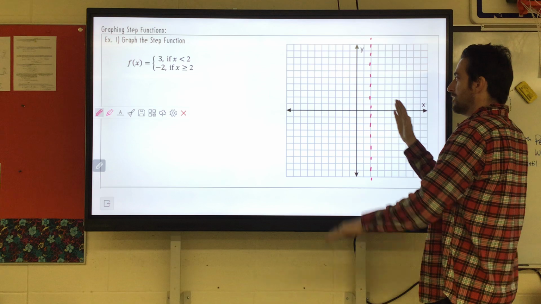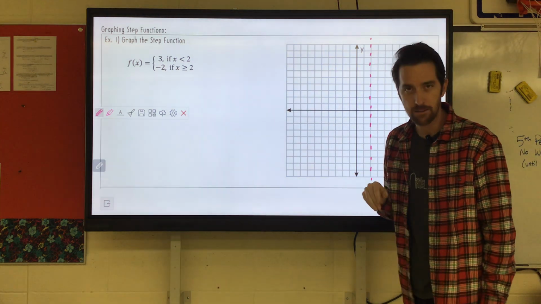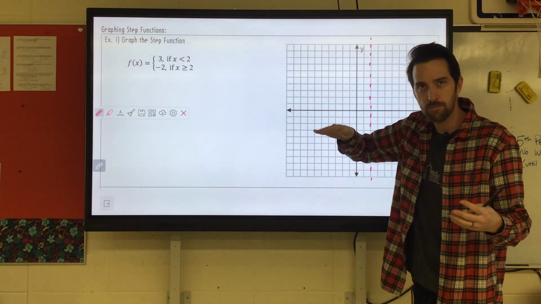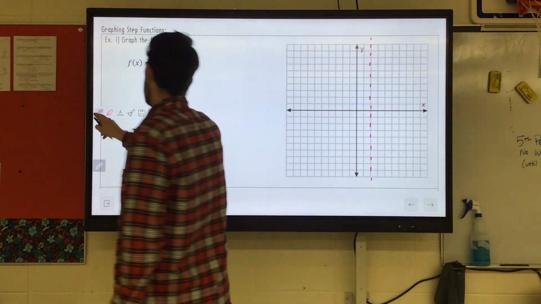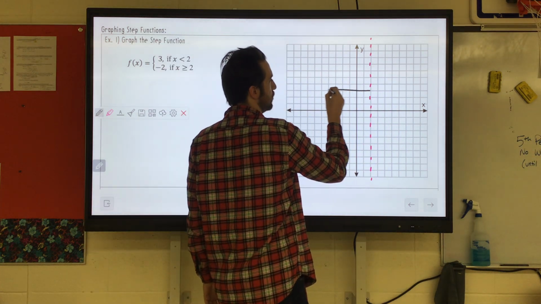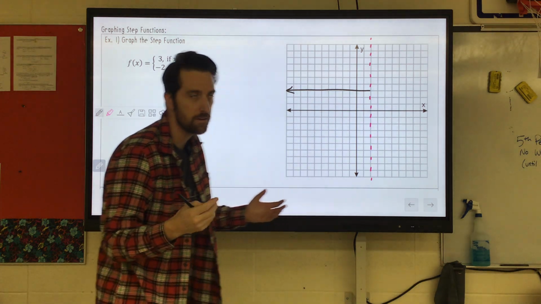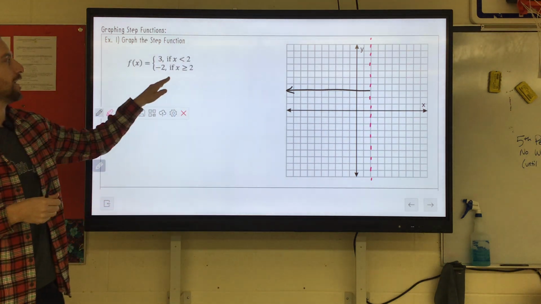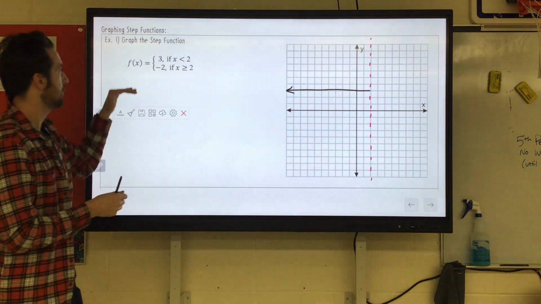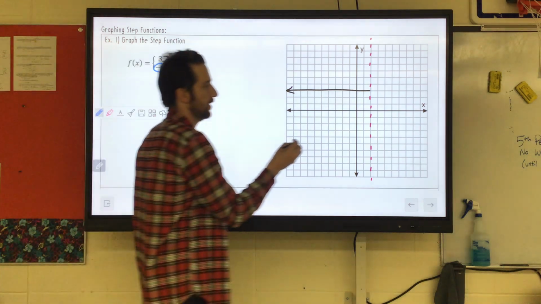If x is less than 2, aka if it's to the left of this line, y is going to equal positive 3. If you just graphed the equation y equals 3, it would be a flat line at 3. So to the left of this line, we're at positive 3, a flat line that goes on forever. But when x is greater than or equal to 2, to the right of this line, y is going to equal negative 2. So that would be a flat line at negative 2.